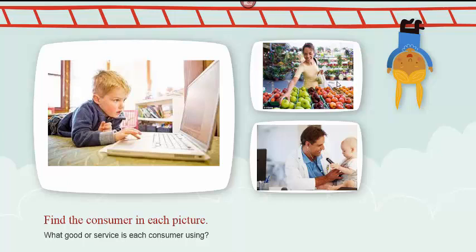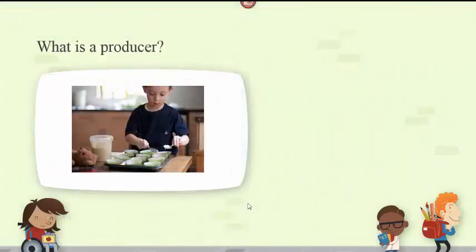Okay, so remember, it's not just a thing that the consumer could be using. It might be a service, like the doctor services of a checkup. Okay, so those are consumers. Let's take a look at what a producer is. A producer is a person who makes goods or provides services. So let's take a look at that picture.